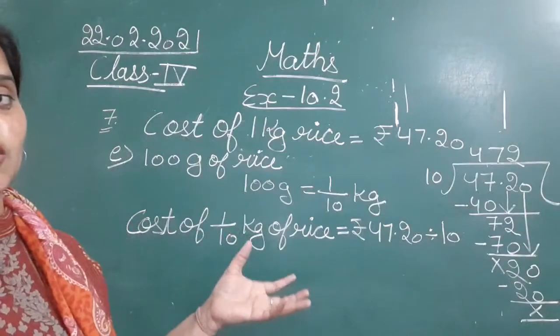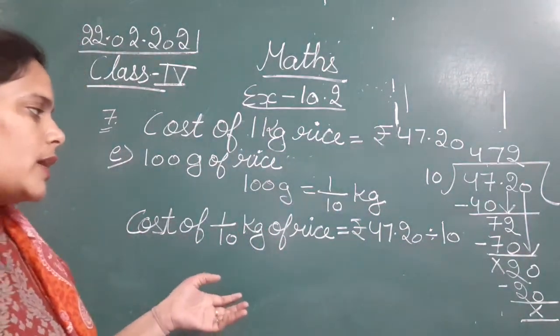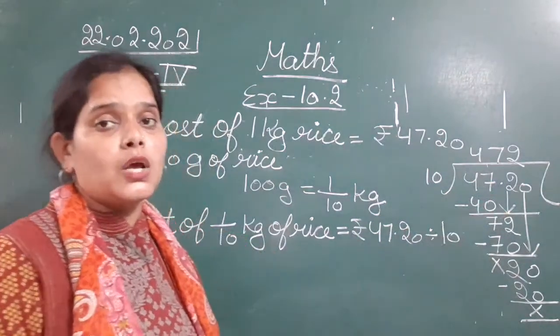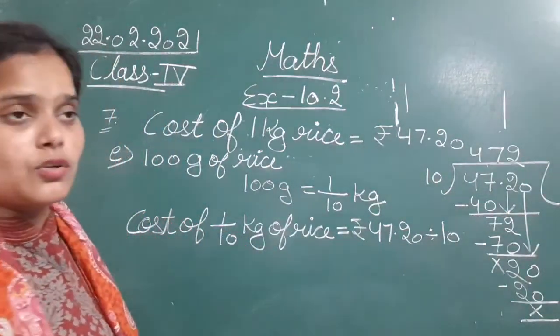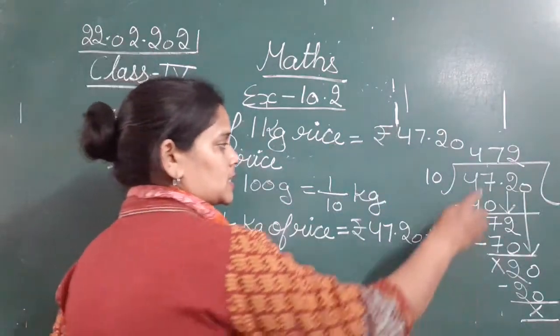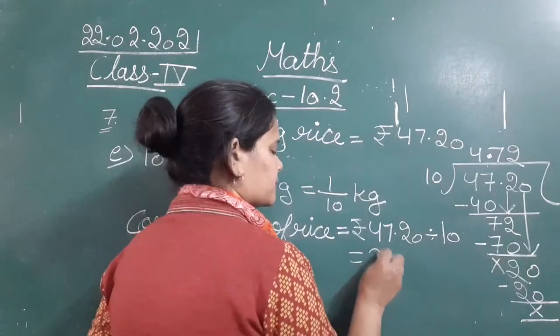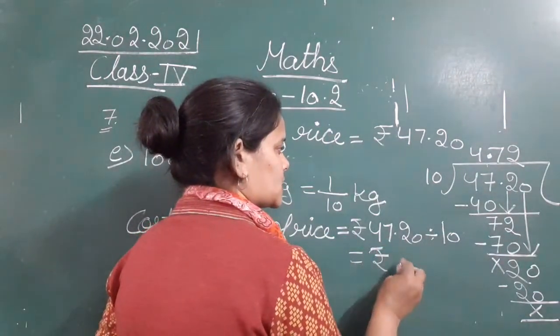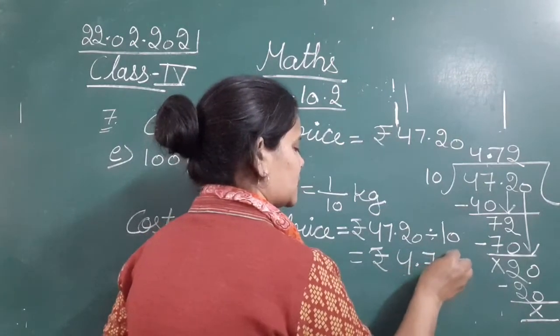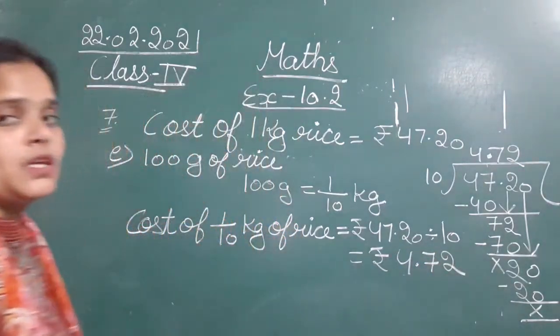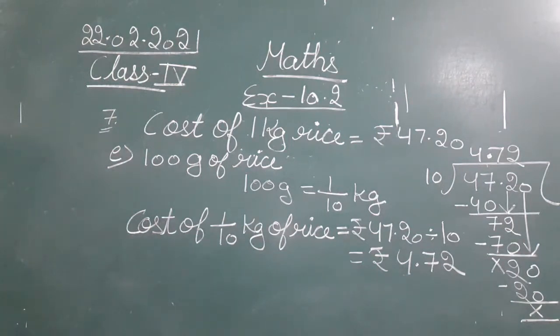But still we need to put the decimal here as well. As we can see in the question, after the decimal we have 2 digits. So in the solution as well, after leaving 2 digits at the back, we will put a decimal here. And that will be the cost of 100 gram of rice, that is 4 rupees and 72 paise. This is the cost of 1/10 kg of rice. So that's what we have calculated here. Okay, so let's write down the solution sentence.